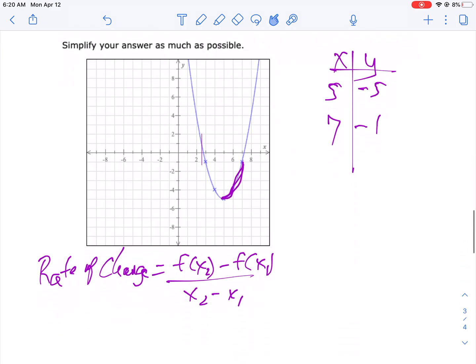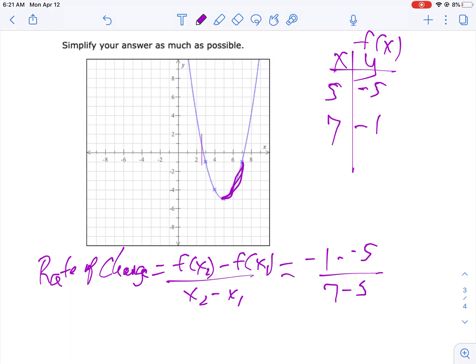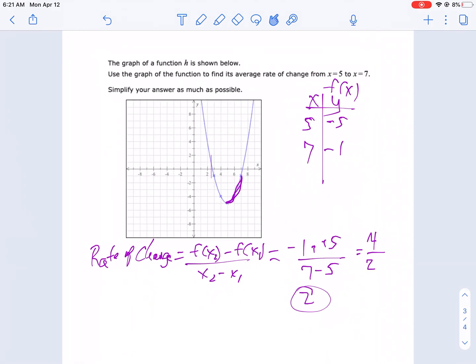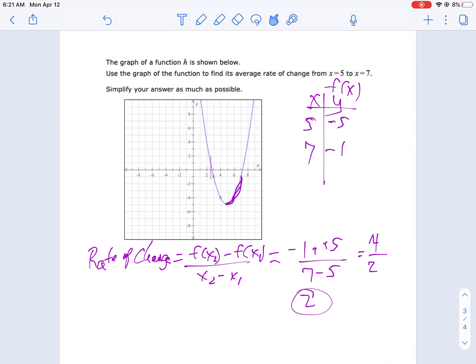So now let's substitute those in. Remember, your y value is actually f of x, isn't it? So maybe I should have put f of x to have it correspond with the equation. So say negative 1 minus a negative 5 all over 7 minus 5. Well, negative 1 minus a negative 5, that's positive 4, all over 7 minus 5 is 2. So your rate of change is 2. I think you had 4 if I remember right. So I'm thinking you just forgot to divide by your x values, the change in x.